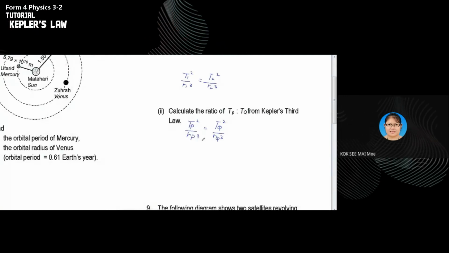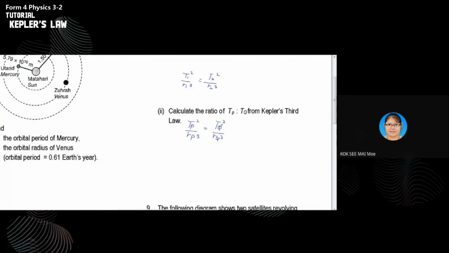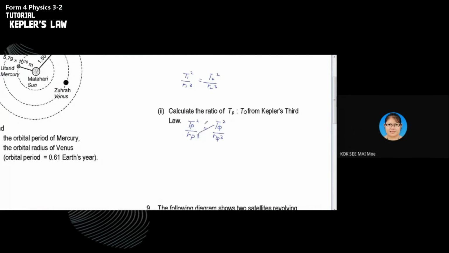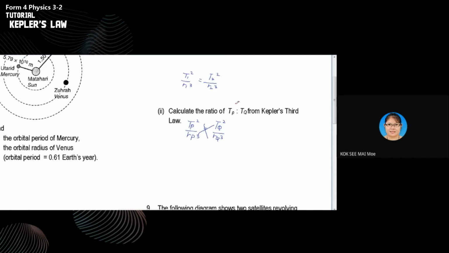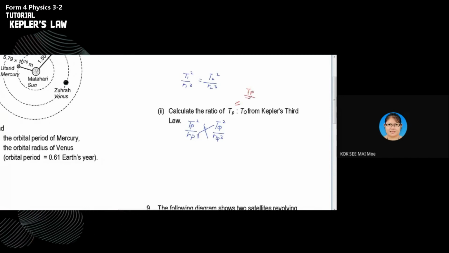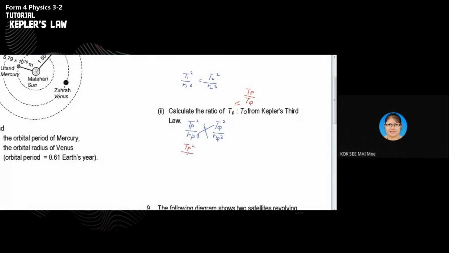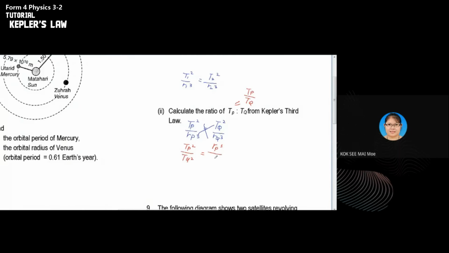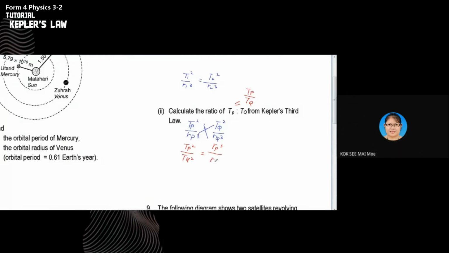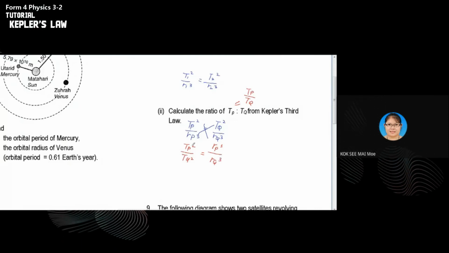Okay, so now we need to find out the answer. TP. So I move the TQ come down first. I move this one come down. I cross multiply because I want to find the ratio. Remember, what does this one mean? This one means TP over TQ. So now I make TP square over TQ square equal to this one up already. So this one becomes RP cube, and this one is R cube. Okay, so you see P over Q.